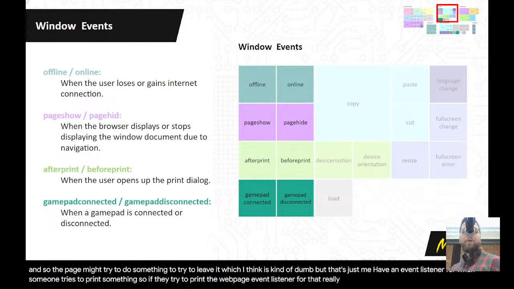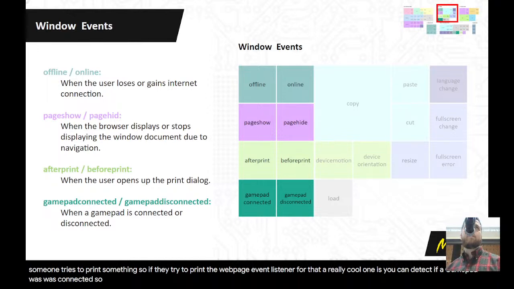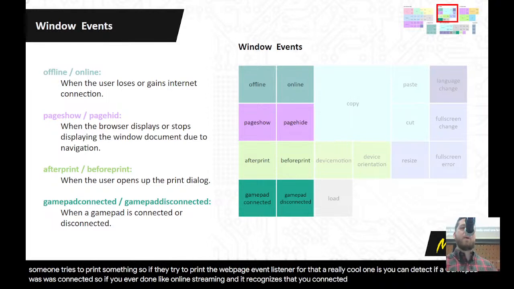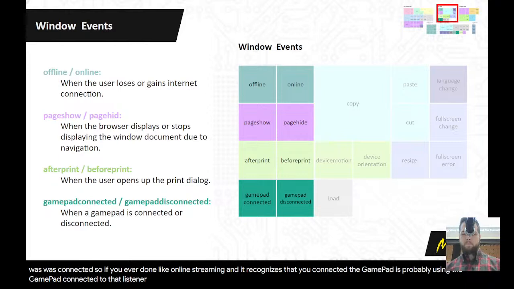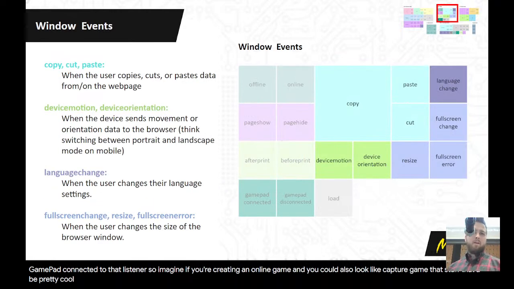A really cool one is you can detect if a gamepad was connected. If you've ever done online streaming and it recognizes that you connected the gamepad, it's probably using the gamepad connected event listener. Imagine if you're creating an online game and you could also capture gamepad stuff. That'd be pretty cool. Some other window events we have are copy, cut, paste. We capture those events.